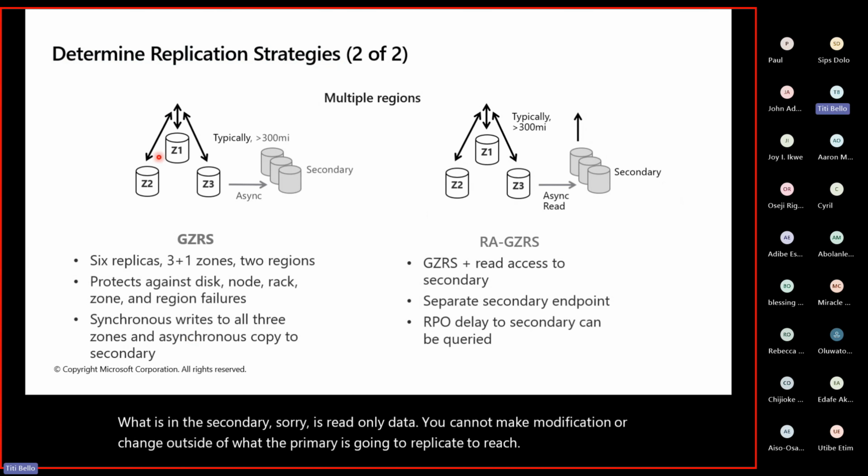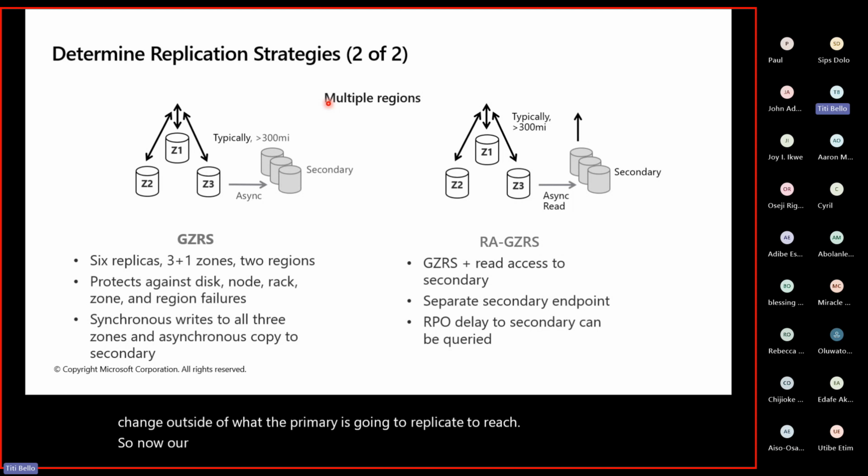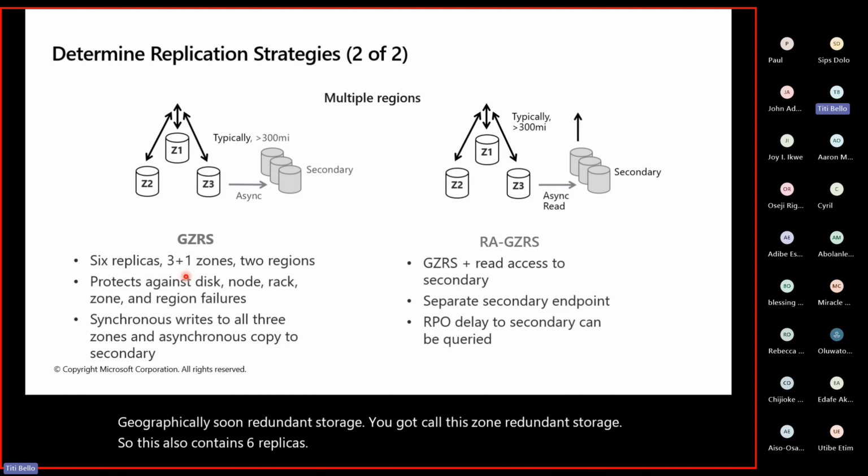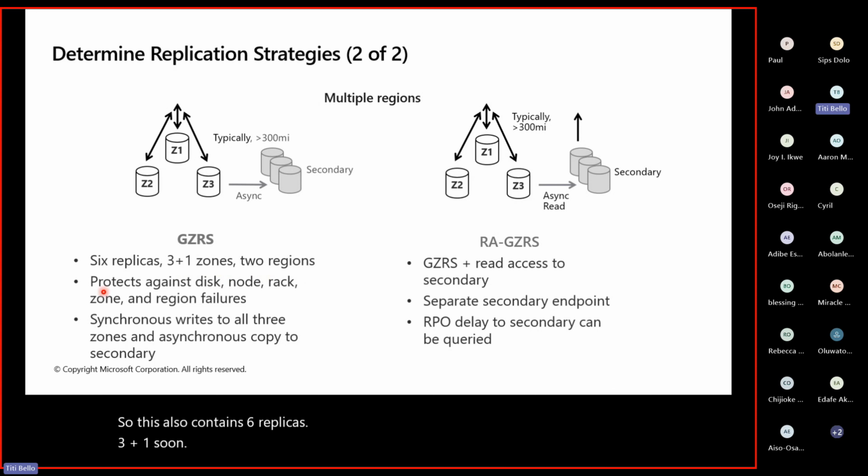So now replication continues, and we have still multiple regions. We have geo zone redundant storage. This also contains 6 replicas: 3 plus 1 zone, within 2 regions.